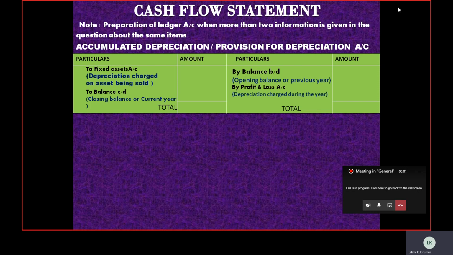So children, these are the basic four items you can have at most regarding the accumulated depreciation account or the provision for depreciation account. Out of these, any one piece of information may be missing, and you need to identify and find it out. Let's see how. For example, if I have been given the opening balance, the depreciation charged during the year, that means by profit and loss account on the credit side, and apart from this let us assume I have been given the closing balance as well.